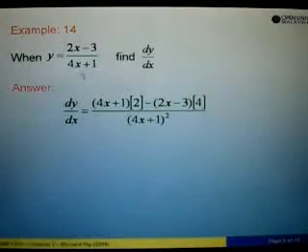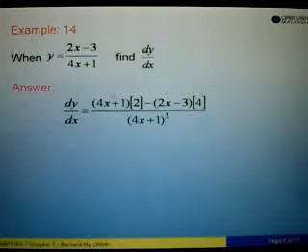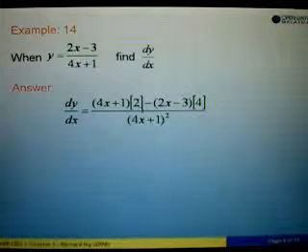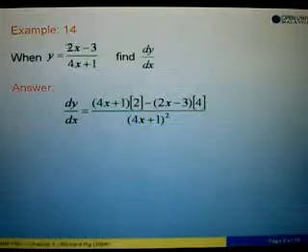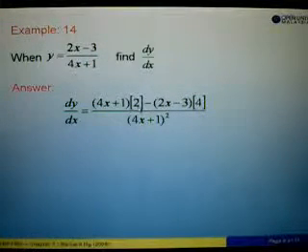And 4x plus 1 is the v. Alright, so in this case dy dx, we copy v, the denominator, then we put square bracket, we differentiate the numerator, which is 2x minus 3. So when we differentiate 2x, the answer is 2, but the 3 doesn't have x, we just drop the 3.